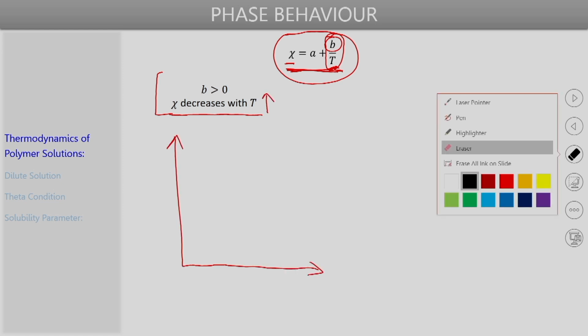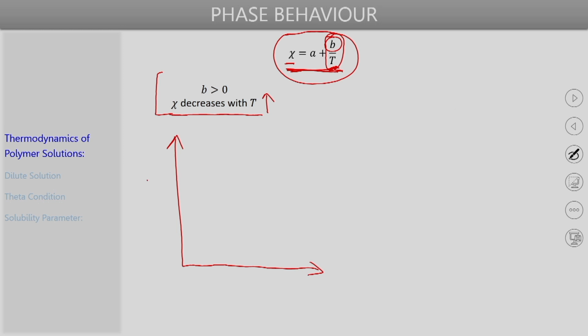So, if we draw the temperature on the y axis and in the x axis if we have the polymer volume fraction, then for a case like this where the chi is decreasing with increase in temperature, a typical phase diagram, a representative phase diagram can look like this. Okay. The curve shown here basically marks the boundary between the two phase region and the one phase region.